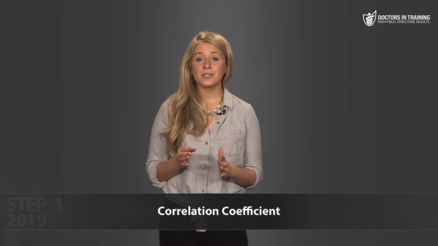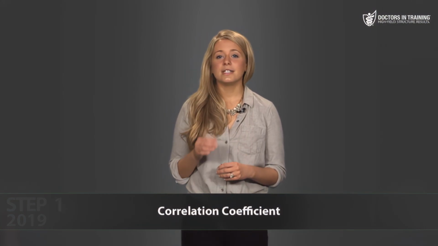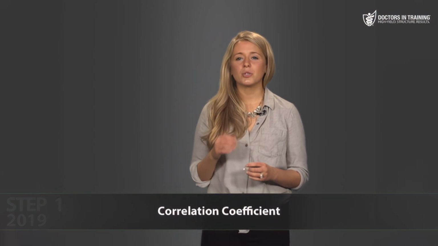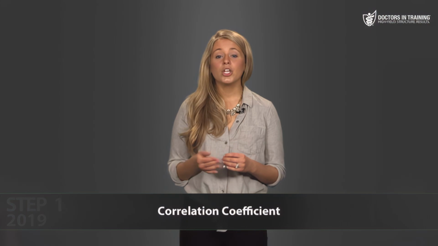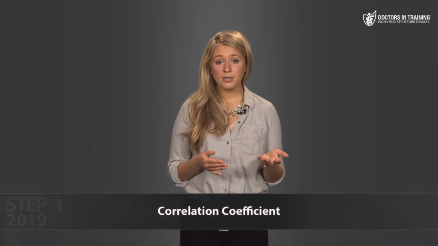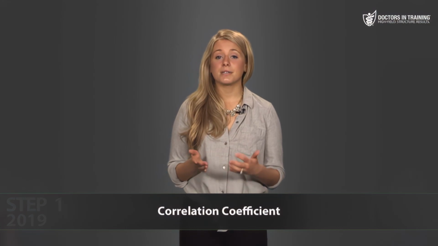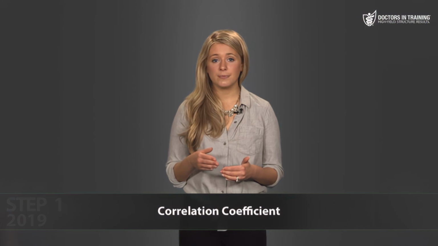Okay, now let's look at the correlation coefficient. The correlation coefficient, designated by a small r, looks at two variables in your study and determines the relationship between those two variables. So you might be looking at the prevalence of smoking and the incidence of lung cancer. You may notice that as the prevalence of smoking goes up, the incidence of lung cancer goes up.